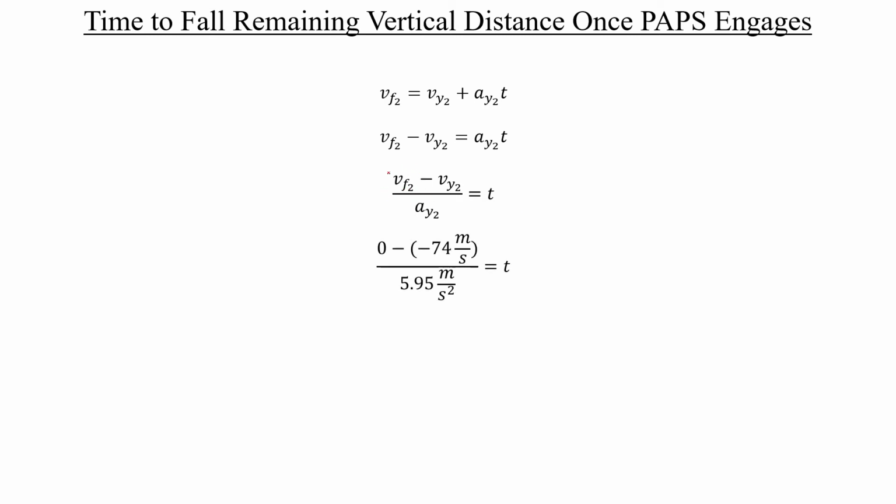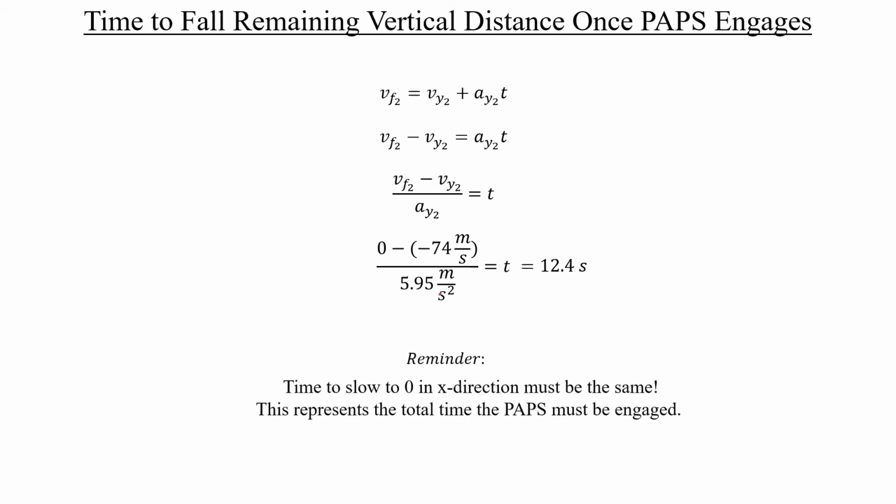Okay? Remember we said the velocity in the y direction at the end of stage 2 is 0. The beginning velocity in stage 2 is the ending velocity in stage 1, so the negative 74 meters per second value. And then for the acceleration in the y direction in stage 2, we're just using what we previously solved for in the last slide. And what do you get? You get this value. And here is a very helpful reminder.